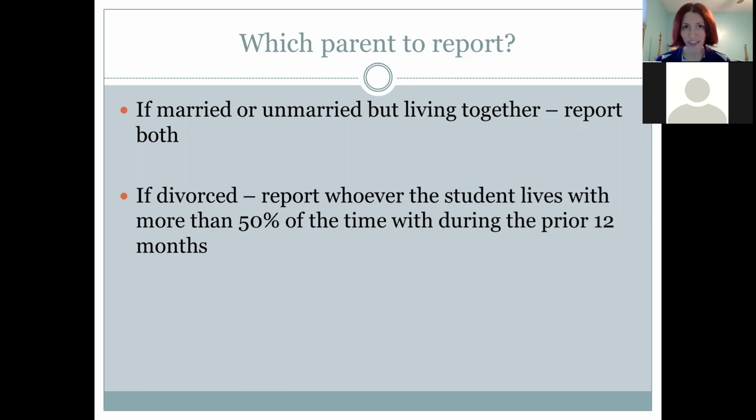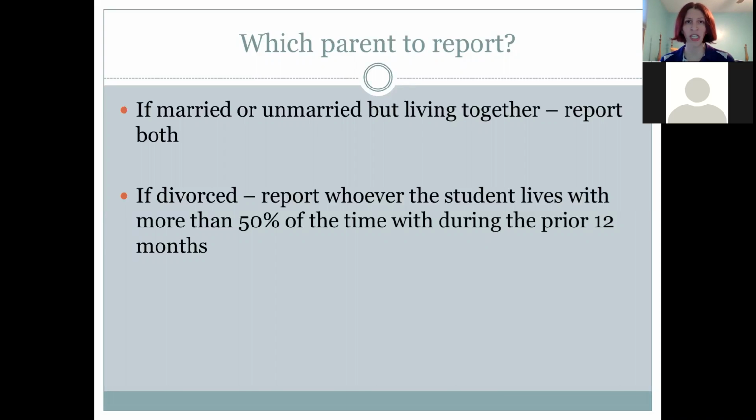We have 365 days in a year, so in reality, it really can't be 50-50. But I do know there's circumstances where maybe the court said it's half the time with mom and half the time with dad. So in those cases where it's 50-50, you would then go to whoever provides the most financial support during those prior 12 months as well. And this could even be health insurance. Whose health insurance is the student on? So all those things would be considered financial support. So hopefully that helps you determine which parent to report on the FAFSA.